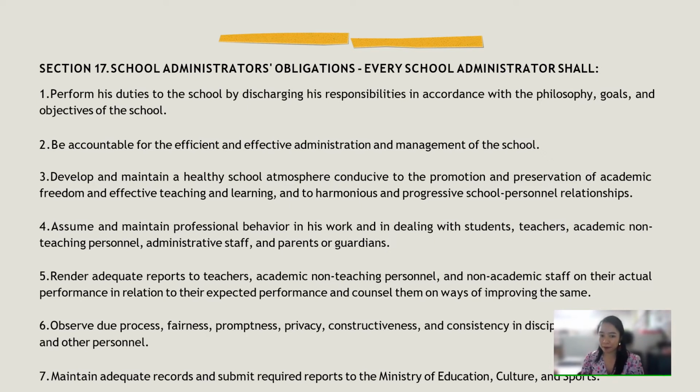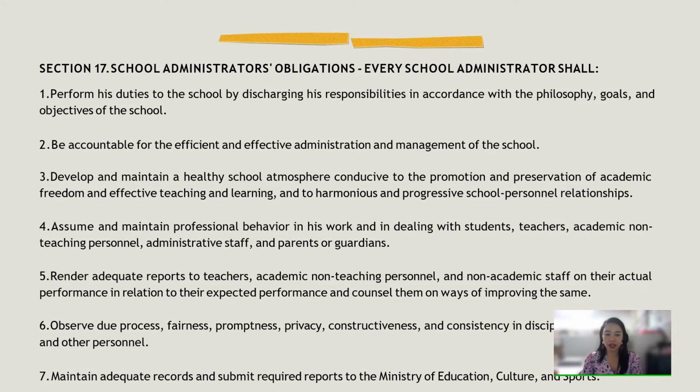Number 3, develop and maintain a healthy school atmosphere conducive to the promotion and preservation of academic freedom and effective teaching and learning, and to harmonious and progressive school personnel relationship. So it is also your obligation to maintain harmonious school personnel relationships. Number 4, assume and maintain professional behavior in his work and in dealing with students, teachers, academic non-teaching personnel, administrative staff, and parents or guardians. So again, you are the role model, you are the leader, you are the administrator. So you should maintain your professionalism with your actions and with your words in dealing with your community and with your school.